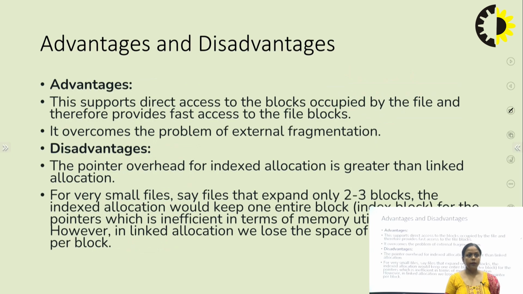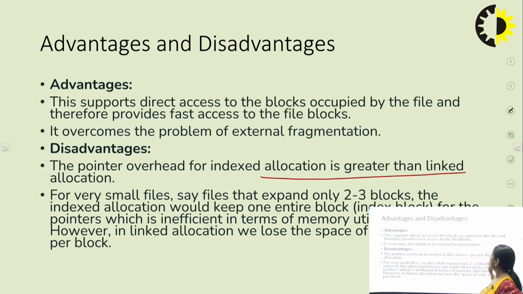Okay. Advantage: this supports direct access to the blocks occupied by the file and therefore provides fast access to the file blocks. It overcomes the problem of external fragmentation. And now the disadvantage: the pointer overhead for index allocation is greater than in link allocation. Again, the disadvantage of index allocation is increased overhead due to the pointers.